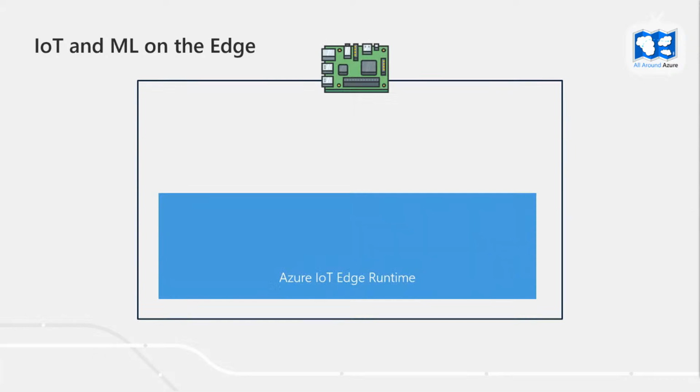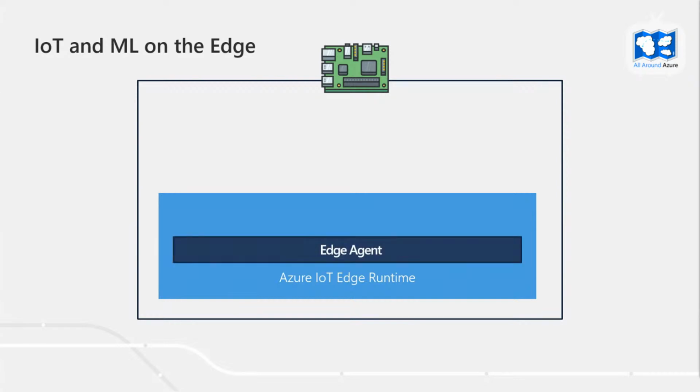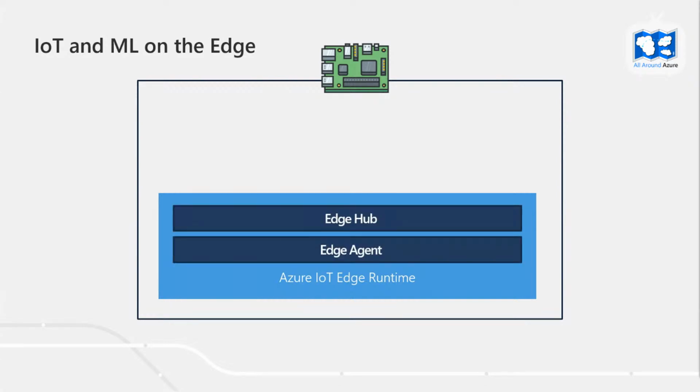Let's summarize the Trash Panda defense system. On the device, the IoT Edge runtime is installed. By default, this comes with two modules. The Edge agent takes care of the modules and deployment, and Edge Hub, a local IoT hub that enables modules to communicate with each other.